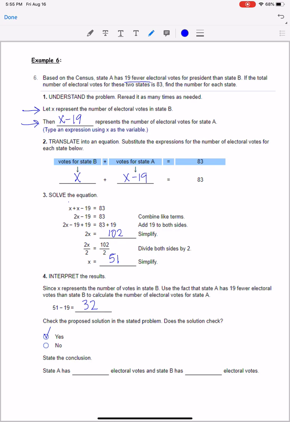So then State A has how many votes and State B has how many votes. So kind of go back up here and look. State A is your X minus 19. So that's what we did right here. So that's 32. And then State B is just your X. Well, we found X to be 51 in our problem. So that goes 51 here. And so you're going to have a problem like this where it literally walks you through those steps.